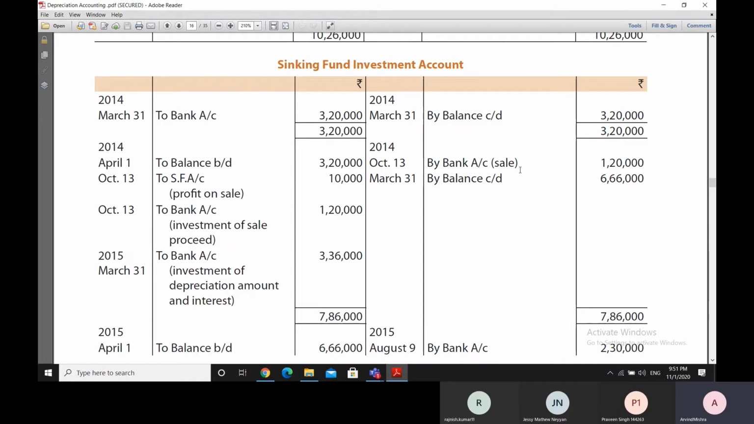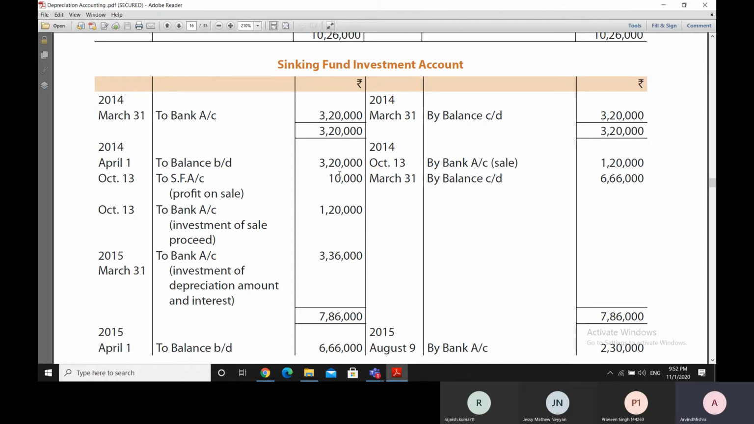When we get this 1,20,000 rupees into our bank account, we credit the sinking fund investment account. So this 1,20,000 rupees is going out of the sinking fund investment account and moving into the bank account, because we are crediting the sinking fund investment account and debiting the bank account with the sale of the specific investment of 1,20,000 rupees. This investment was originally worth 1,10,000 rupees, but was sold for 1,20,000 rupees. So here a profit of 10,000 rupees is made.